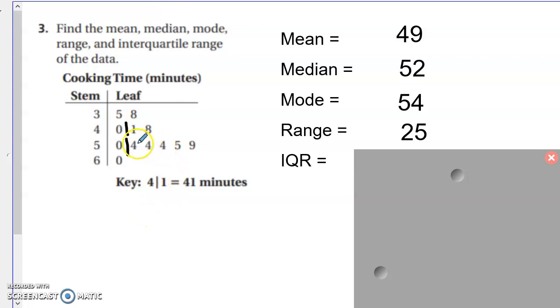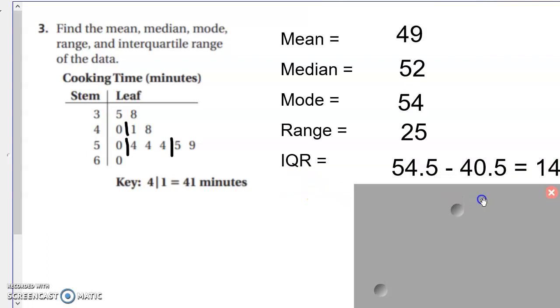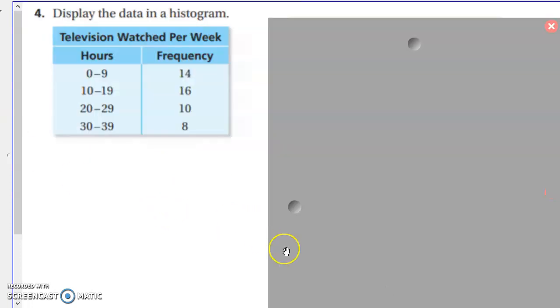Now my third quartile, see I have these 6 numbers up here, so halfway in between those numbers would be 54 and 55. So 54 plus 55, divided by 2, would give me 54.5. So now that I have my first quartile and my third quartile, I subtract 54.5 minus 40.5, which gives me an IQR of 14. Now this question took a little bit of effort, but it's all effort that is definitely worth taking the time to do and get the right answer.